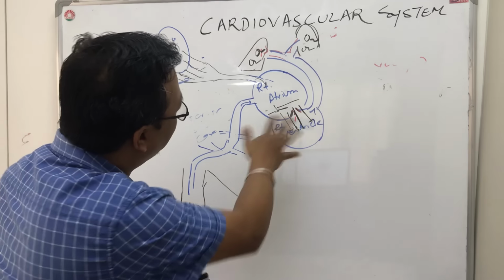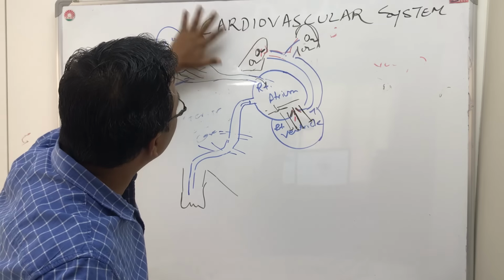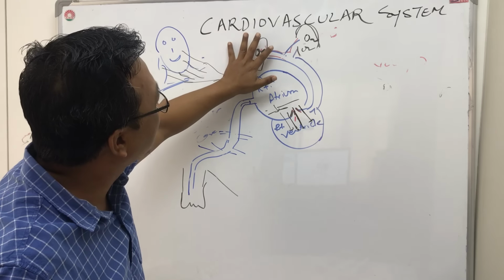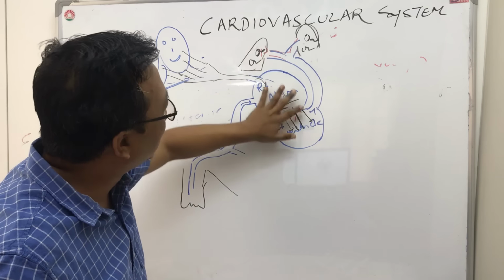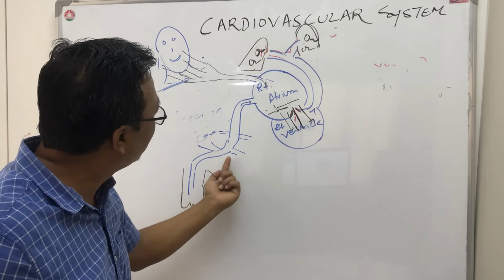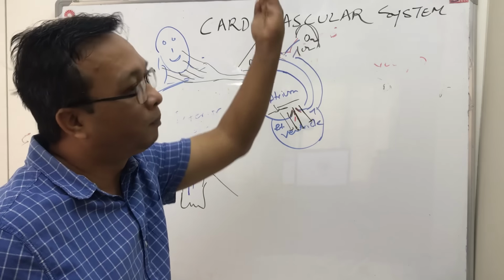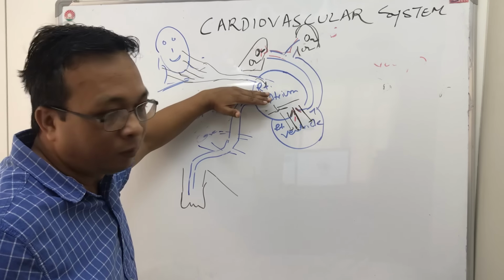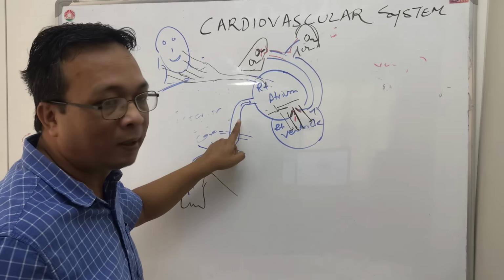So what will happen? Nothing will happen on this side, because blood is coming from the head, neck, and brain freely, without any resistance. But here the blood has to move against resistance. It has to move up, like from the ground floor to the top floor. So it needs some power here.